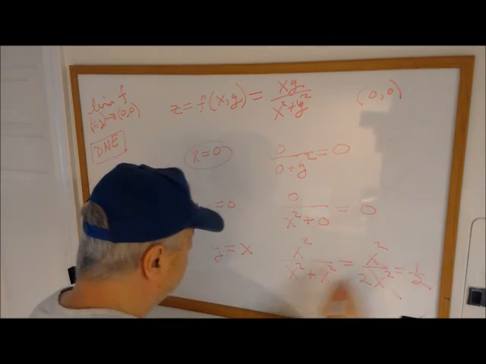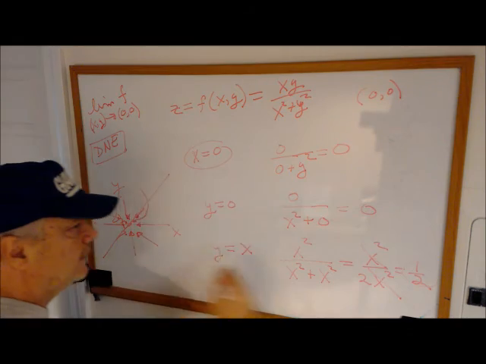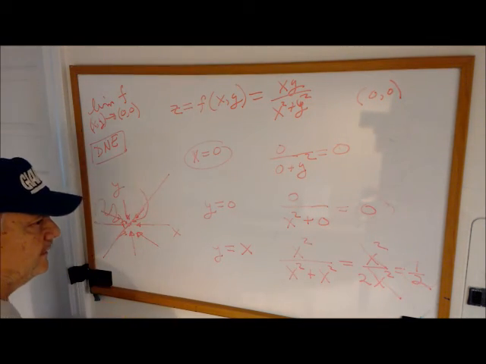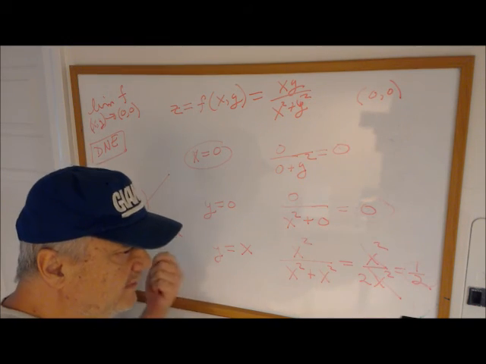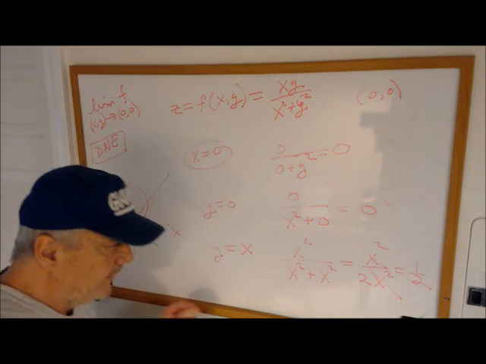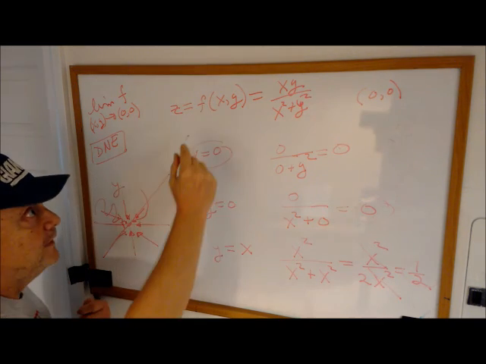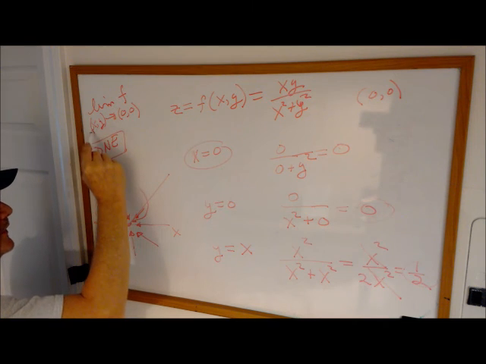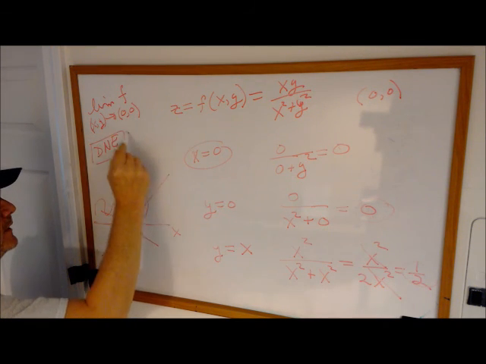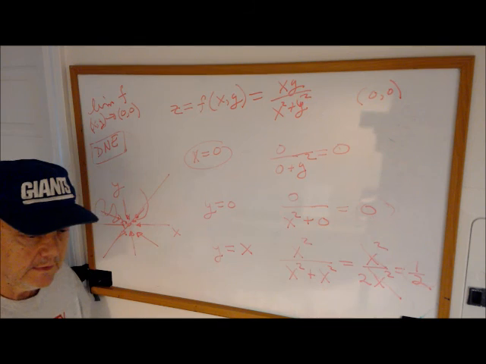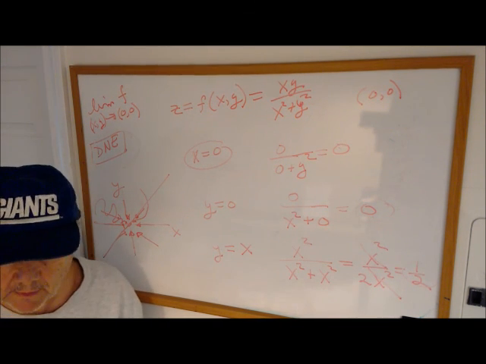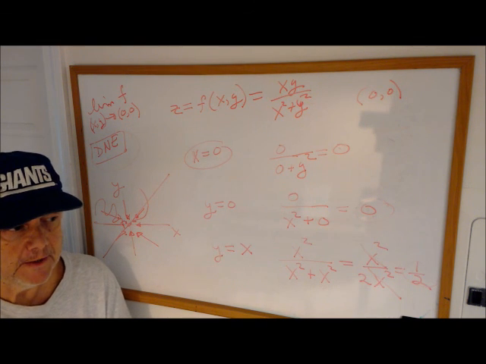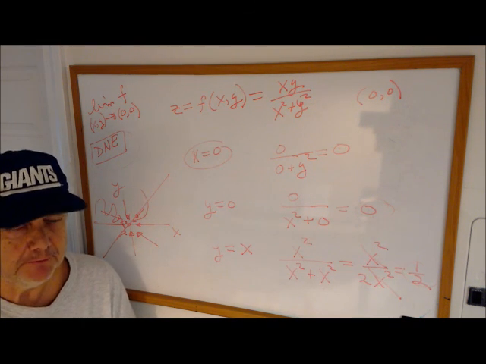So this limit along this path is different from this limit along this path. When the limits are different with respect to different paths, we say that the limit of the function as x, y goes to 0, 0 does not exist. Okay? So that's my example, and that's the end of this lecture. Thank you.